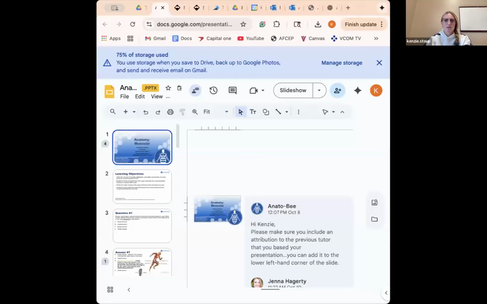I'm going to screen share here. Okay. Sorry, trying to get this expanded. Can you guys see that? Is it full screen? It's not in presentation mode. I think if you hit slideshow. There we go.